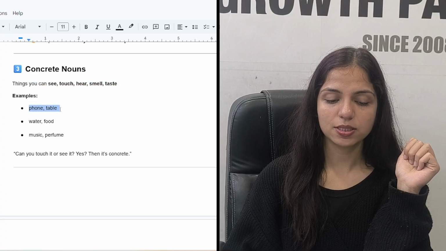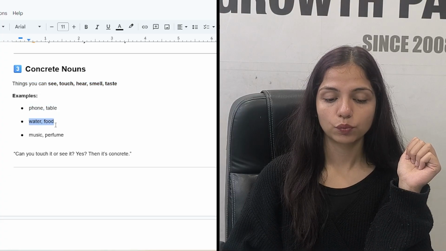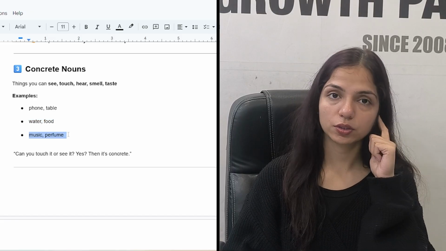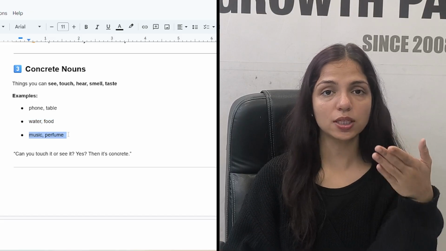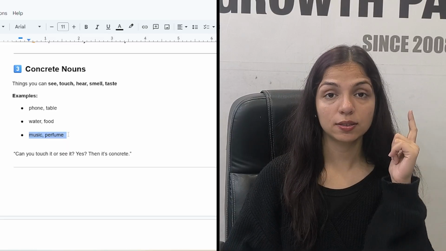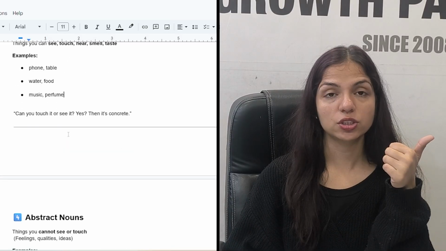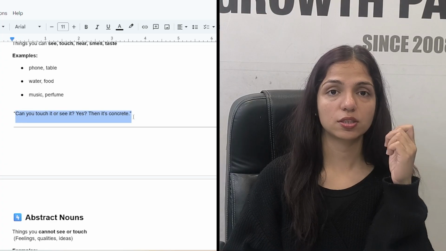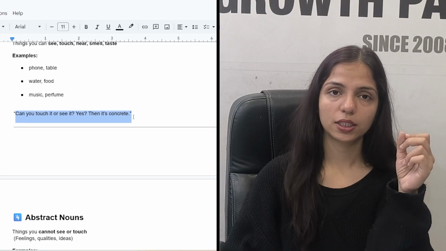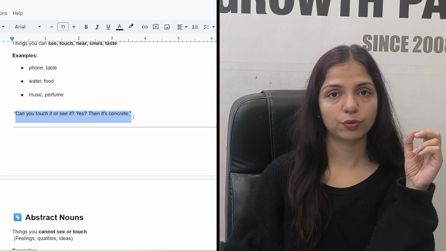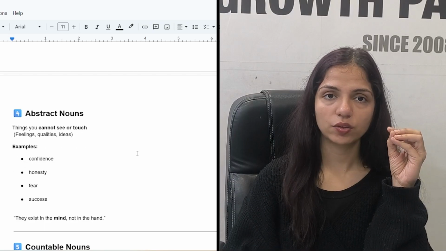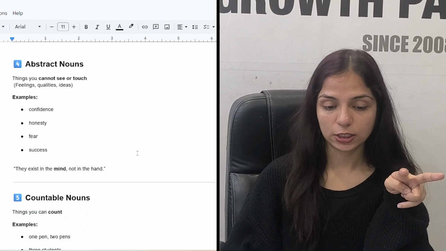Let us see examples like phone, table, water, food, music, perfume. In terms of music, you can listen to it. In terms of perfume, you can smell it. Again, it is a noun. Okay, can you touch it or can you see it? Then it's a concrete noun. It's just a reference to help you remember: if you feel confused whether it is a noun or not, or which kind of noun it is, just remember it is a concrete noun if you can see it or touch it.